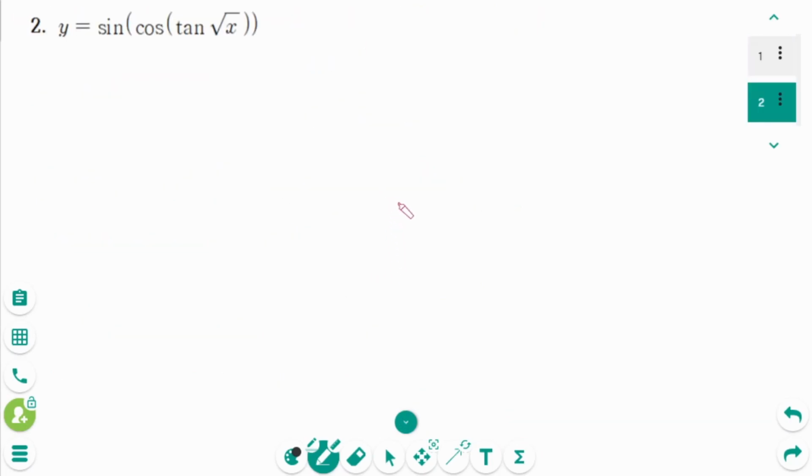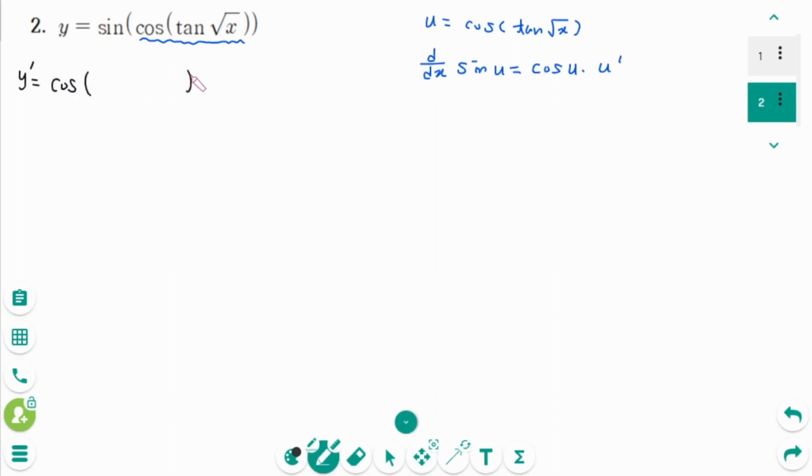Number 2: think of it as u equals cosine of tangent of the square root of x. Then if u equals cosine of tangent of the square root of x, then d/dx of sine u equals cosine u times u prime. So y prime equals cosine u times u prime.